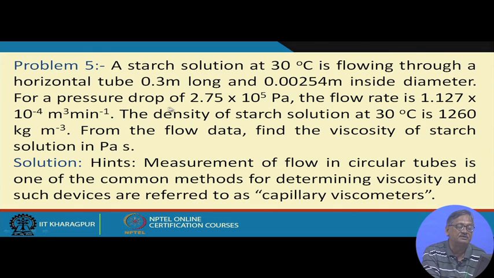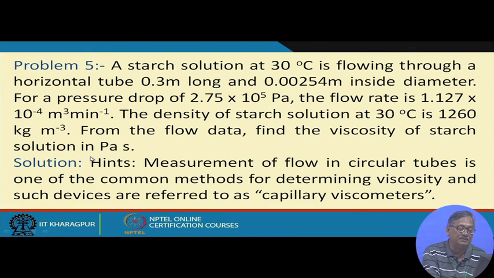For a pressure drop of 2.75 10 to the 5 Pascal, the flow rate is 1.127 10 to the minus 4 meter cube per minute. The density of starch solution at 30 degree centigrade is 1260 kg per meter cube. From the flow data, find the viscosity of starch solution.